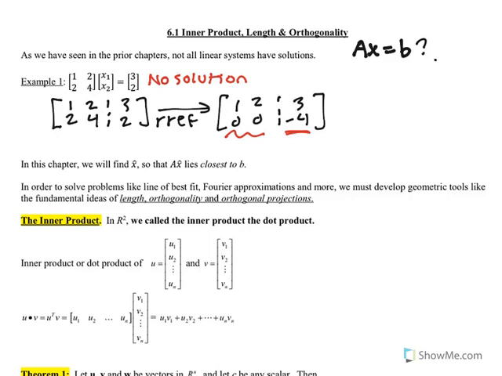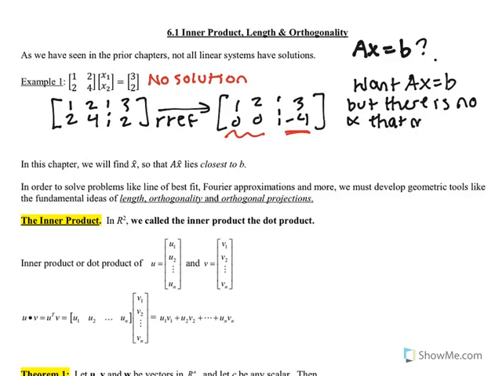So this chapter is going to look at what happens if we still want to have a solution, or we want to represent something that could serve as a solution to a system that has no solutions. So we want Ax equals b, but there is no x, no solution that makes the system work.